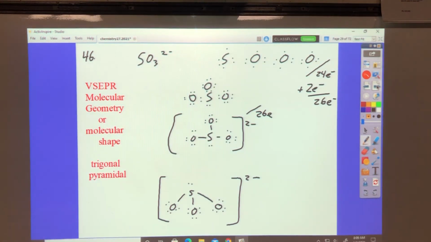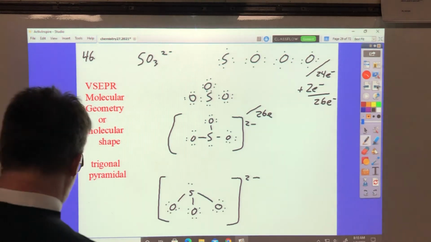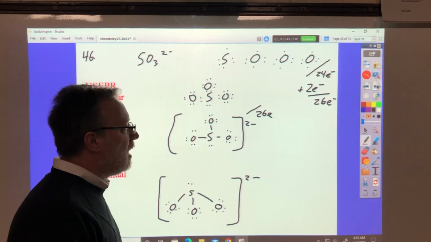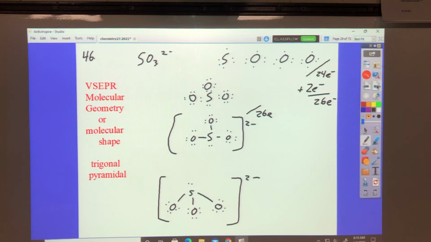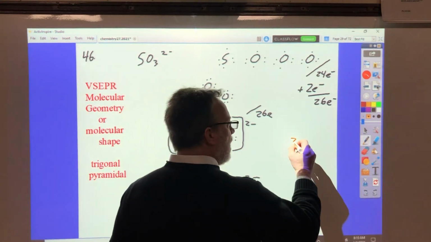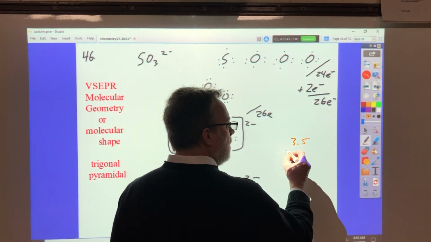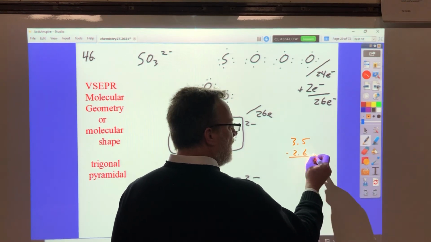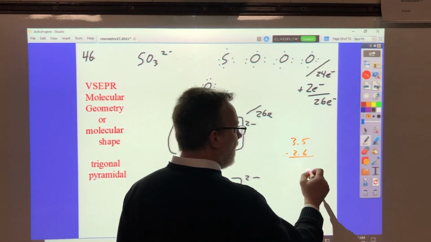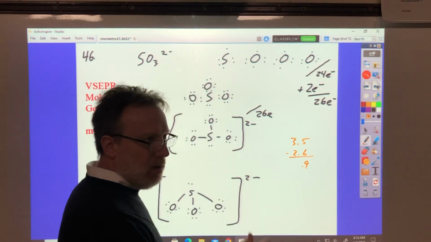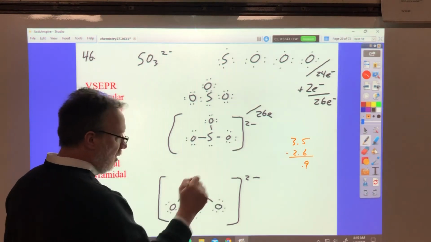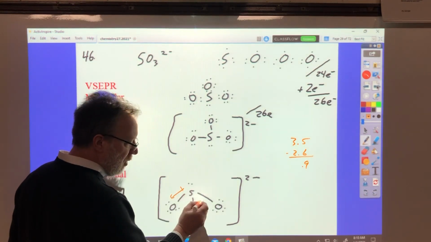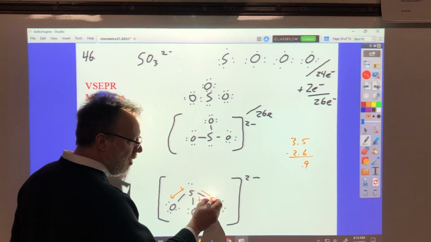Now, is that polar? Well, let's see, sulfur and oxygen. Sulfur's about 2.6, so oxygen's about 3.5, sulfur's about 2.6 in that table, page 265. That's about a 0.9 difference. That's good and polar. So you have a dipole towards oxygen, dipole towards oxygen, dipole towards oxygen.